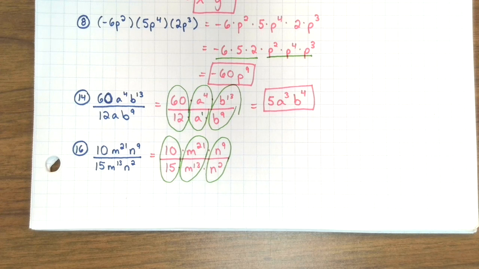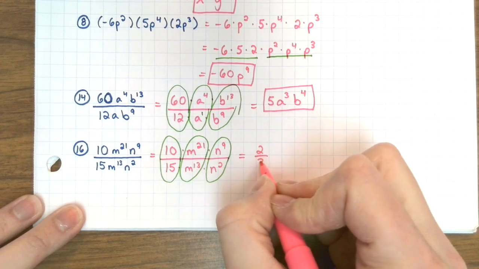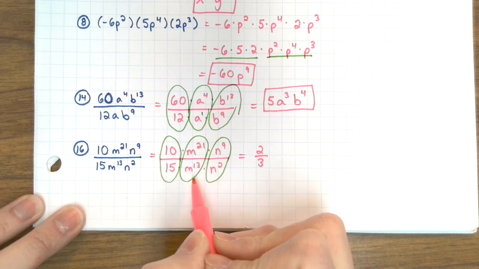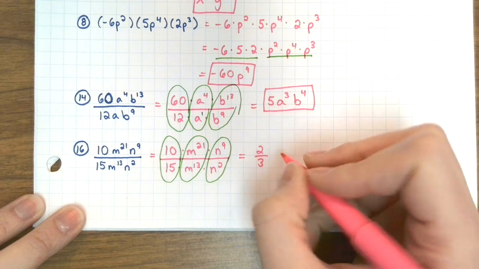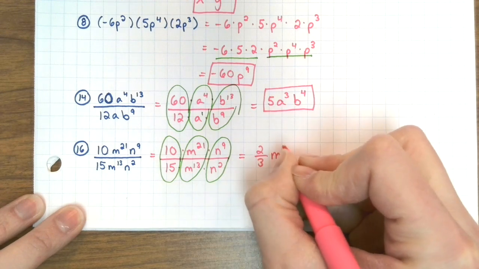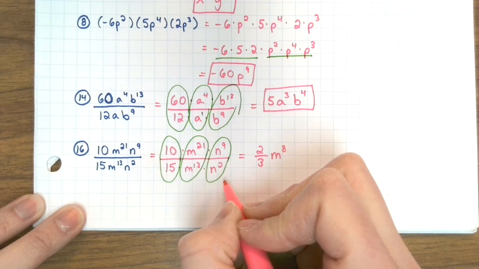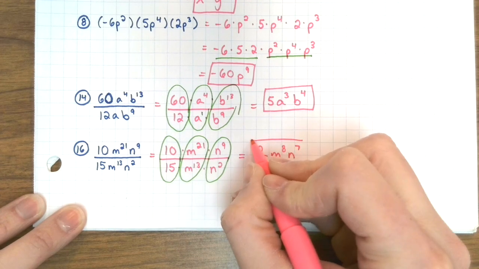10 over 15, that is just the same as 2/3, right? 10 and 15 can both be divided by 5. That's going to turn into the fraction 2/3. Then we have m to the 21st over m to the 13th. So we can actually do the subtraction here. So 21 minus 13 is going to be 8. So we're going to have m to the 8th. And then n to the 9th over n squared. Again, we're going to subtract those exponents. So this is n to the 7th. So that would be our final answer.